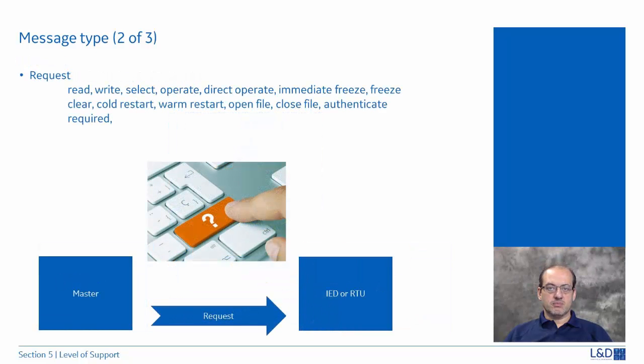A request from the master to a server or a slave device could include either a read, a write, a freeze, or an immediate freeze, an authentication message, a file handling message like open a file, get a file, or a restart message. So the device is being requested to do a cold restart or a warm restart, or a clear of certain statuses, like a clear of a freeze status.